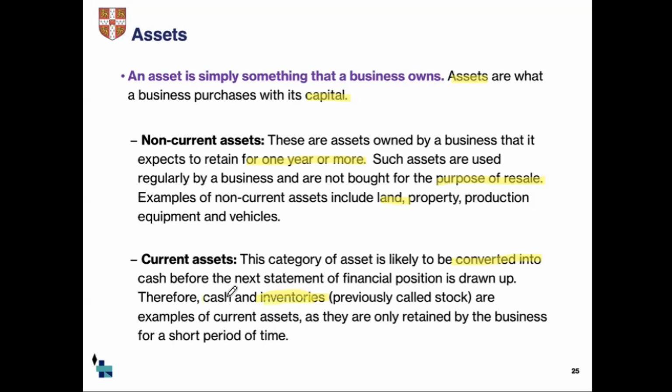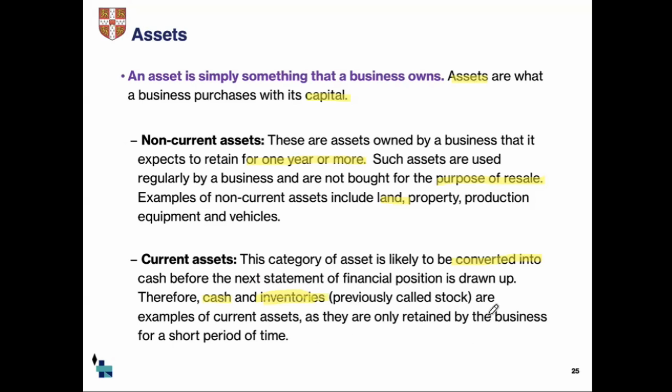Cash is also an example of current assets, because cash is not kept for any purpose other than to facilitate the acquisition of other assets. So it is likely that we're going to use any cash that we have within the period of a year. So current assets are likely to be converted into cash before the next statement of financial position is drawn up, which means that they are likely to be retained for not more than 1 year. An example is cash and inventory.